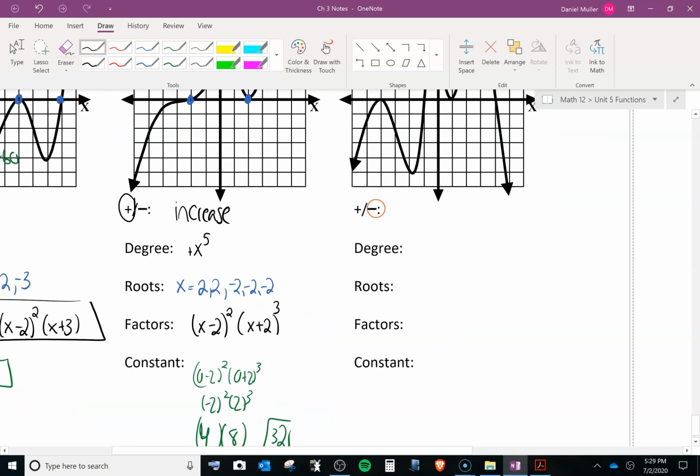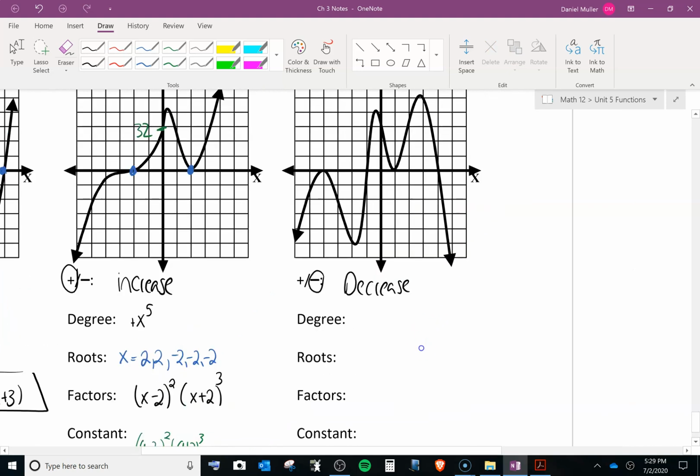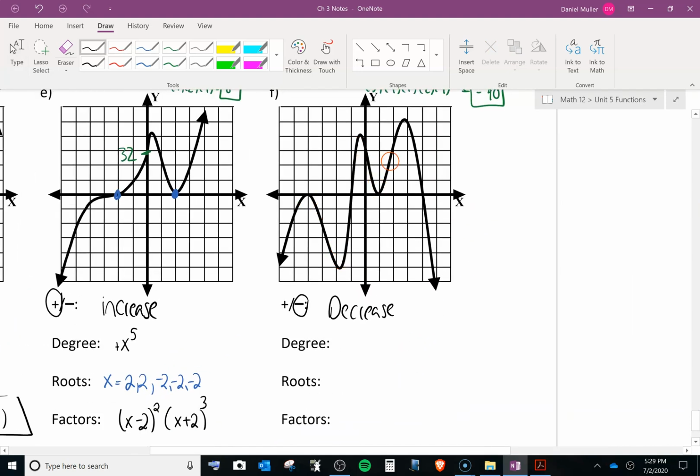Last one, decreasing. Okay, so this is decreasing. I'm going to have to include a negative somewhere. How many turns? 1, 2, 3, 4, 5. So it's an x to the 6, and it's negative. There's no funny triple root happening. Just a double, normal, double, normal. Okay, so my roots. I've got a 1, 2, 3. I've got a 4, 2 1s, a negative 1, and then 2, 3, and then 2 negative 4s.